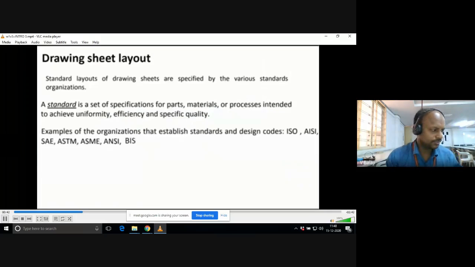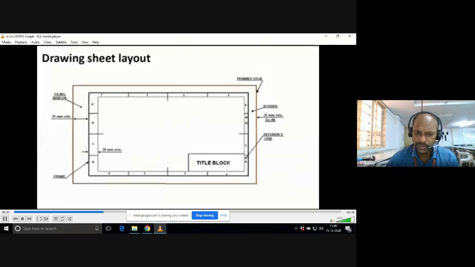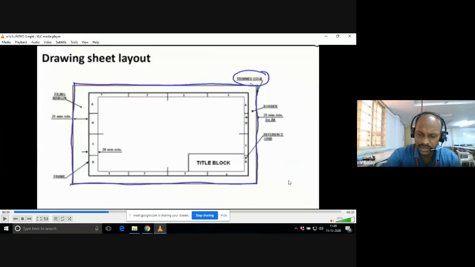However, you can see some standards on the screen. So that is our Bureau of Indian Standards. Now this is the sheet layout. This is the overall length of the sheet. For example, A2 total length is, I think, 594, and this is 420, something like that.